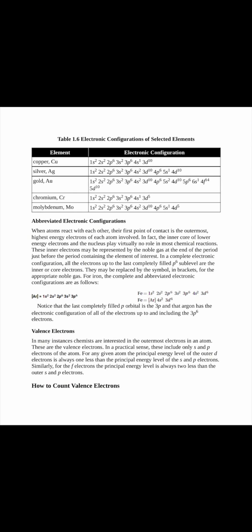Table 1.6, electronic configurations of selected elements. For copper, Cu, the electronic configuration is 1s2, 2s2, 2p6, 3s2, 3p6, 4s1, 3d10. For silver, Ag, the electronic configuration is 1s2, 2s2, 2p6, 3s2, 3p6, 4s2, 3d10, 4p6, 5s1, 4d10. For chromium, Cr, the electronic configuration is 1s2, 2s2, 2p6, 3s2, 3p6, 4s1, 3d5. For molybdenum, Mo, the electronic configuration is 1s2, 2s2, 2p6, 3s2, 3p6, 4s2, 3d10, 4p6, 5s1, 4d5.